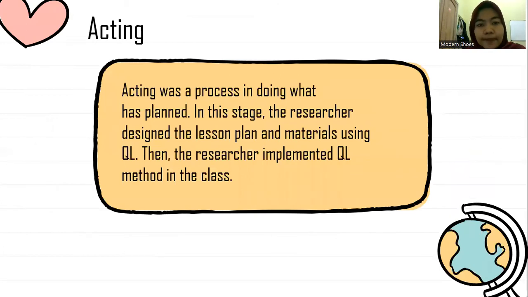Acting. Acting was a process of doing what has been planned. In this stage, the researcher designed the lesson plan and materials using QL. Then the researcher implemented the quantum learning method in the class.